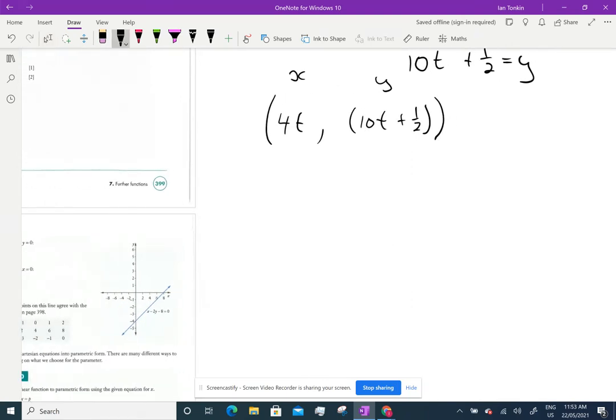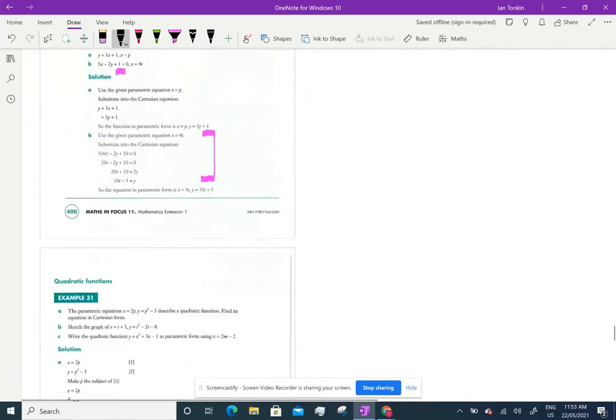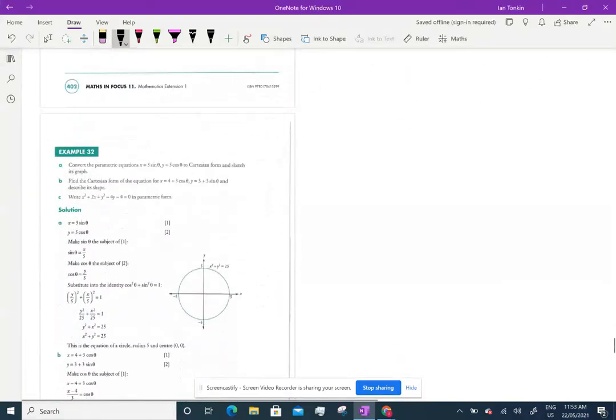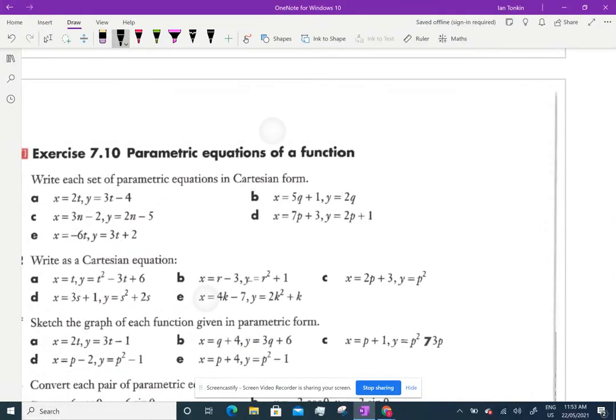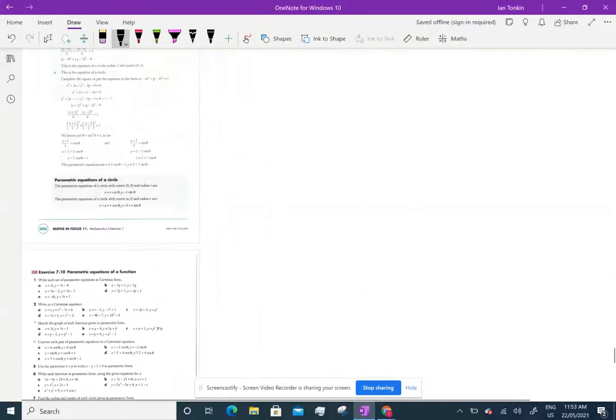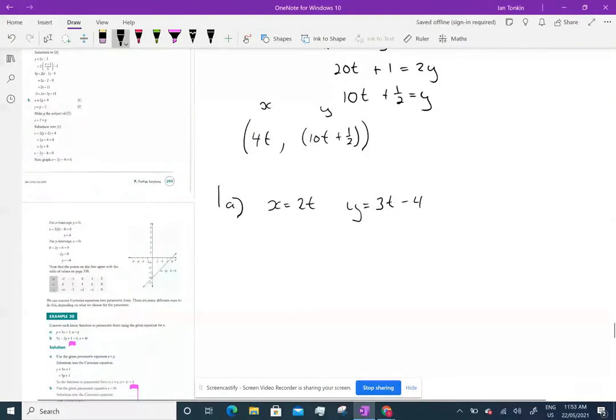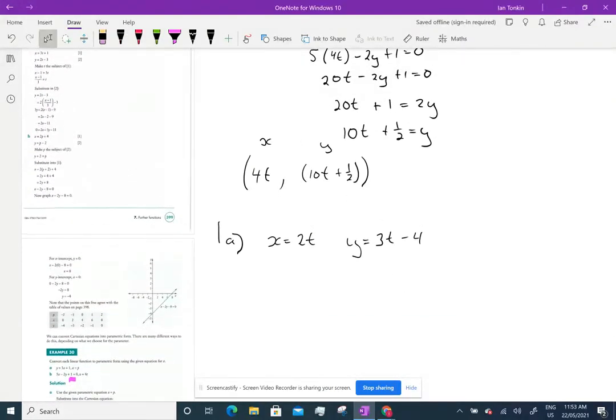Let's have a go at some of the questions. All right. So here's 1a. And what do we got? x equals 2t and y equals 3t minus 4. And they're going to want us to get, and I'm just going to show you where I've got this from. This is question 1a. It's way down here. There it is, 2t, 3t minus 4, because I'm going to eventually get down there after I do a couple of these.